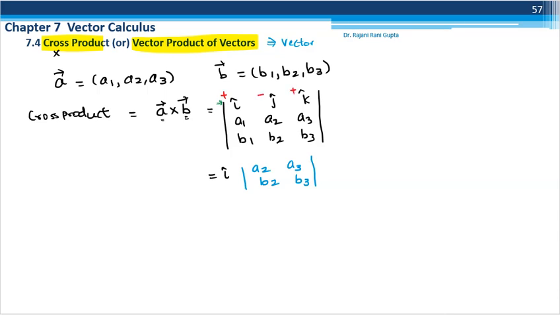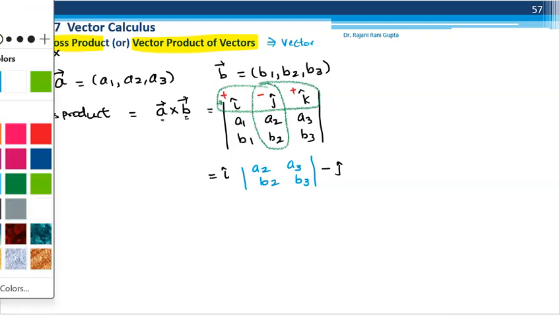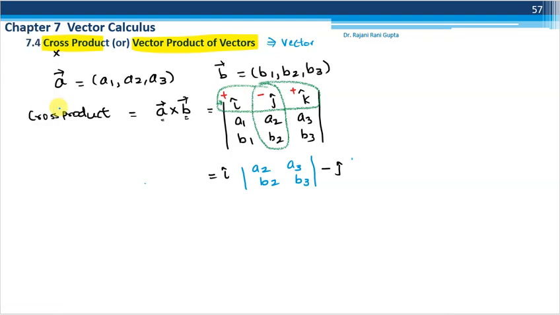Now, as we move to the next term, which is j, the sign is minus, so minus j. Now check, j is the intersection of the first row and second column. So what numbers are we left with? A1, B1, A3, B3. So writing that down here, it is the determinant of A1, B1, A3, B3.